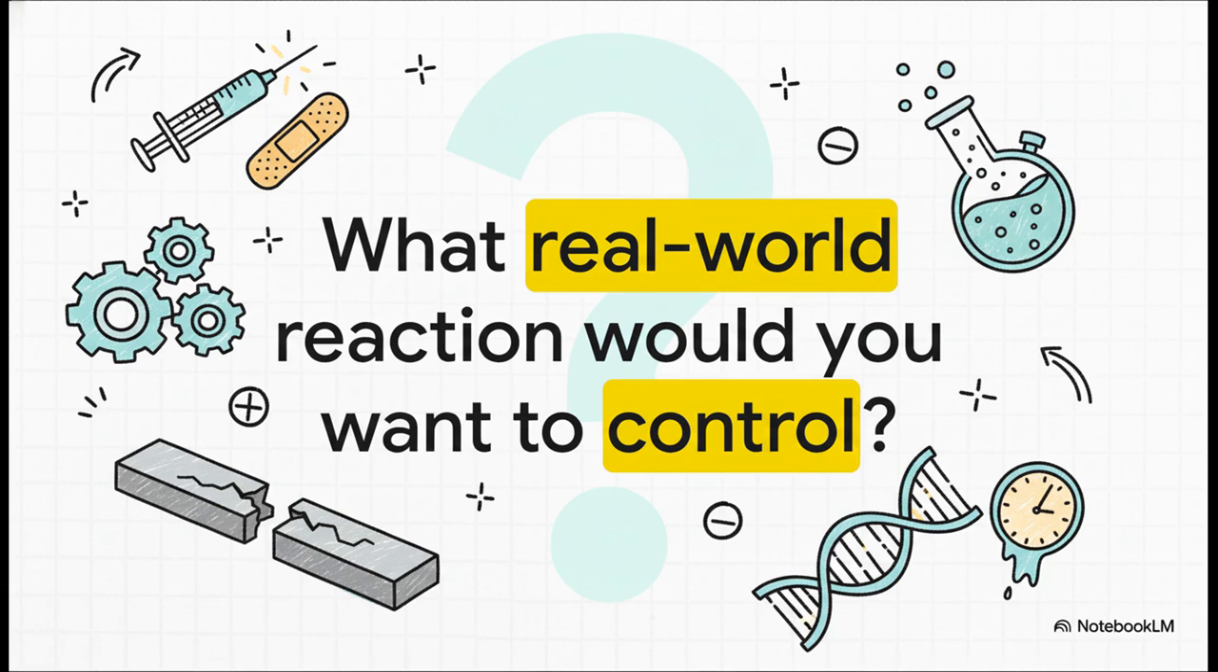So that brings me to a final question for you. If you had this power, this chemical blueprint, what one real-world reaction would you want to control? Would you speed something up, like healing, or slow something down, like aging or rust? Something to think about.